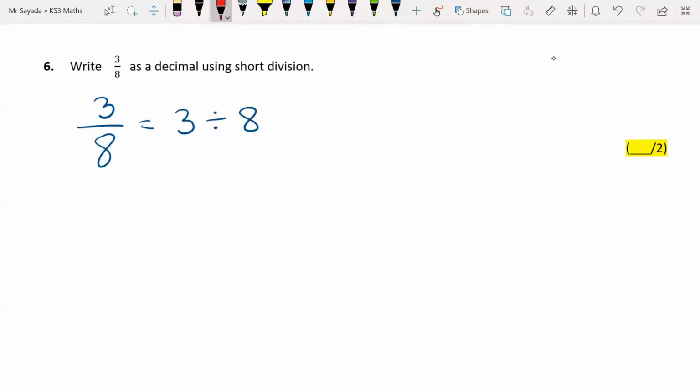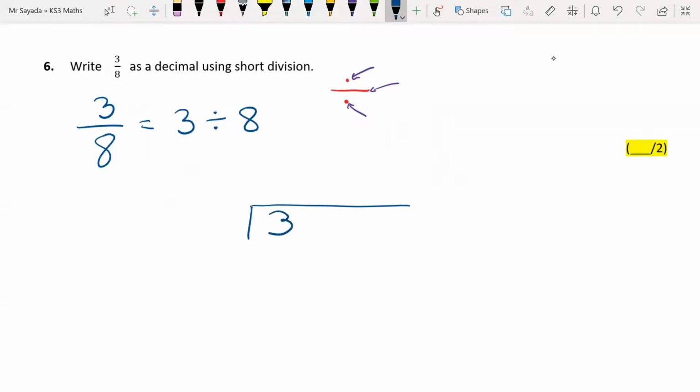Remember, this divide symbol looks like that because it's something over something. The divide symbol means something over something. So 3 over 8 means 3 divided by 8. So which number goes inside the bus stop? Say your answer to the video. Hopefully you've said that it's 3.